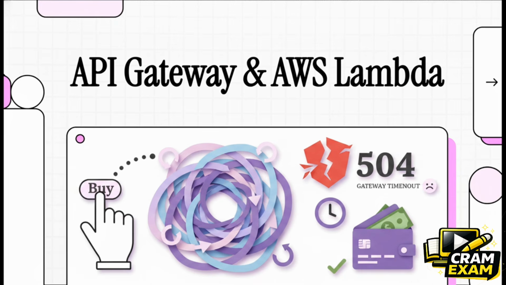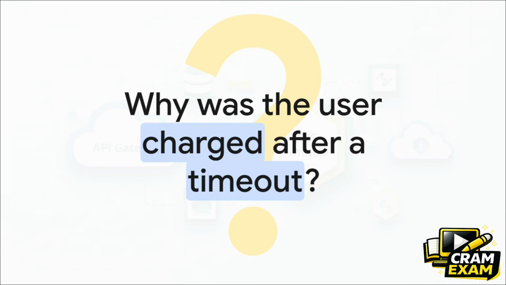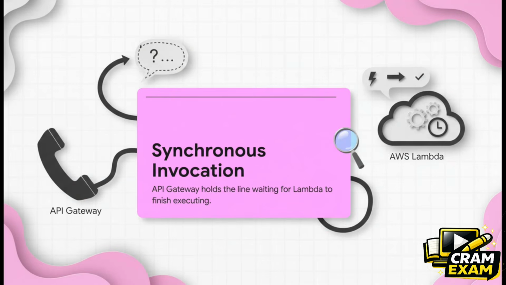Why? Because you treated your API like a magic box, and you didn't understand how API Gateway actually invokes your Lambda function. Let me show you exactly what is happening under the hood. When you connect API Gateway to AWS Lambda, they communicate using a strictly synchronous invocation. API Gateway is making a live phone call to Lambda. It opens a connection, hands over the HTTP request, and then stands there, holding the line, waiting for Lambda to finish executing and hand back a response.